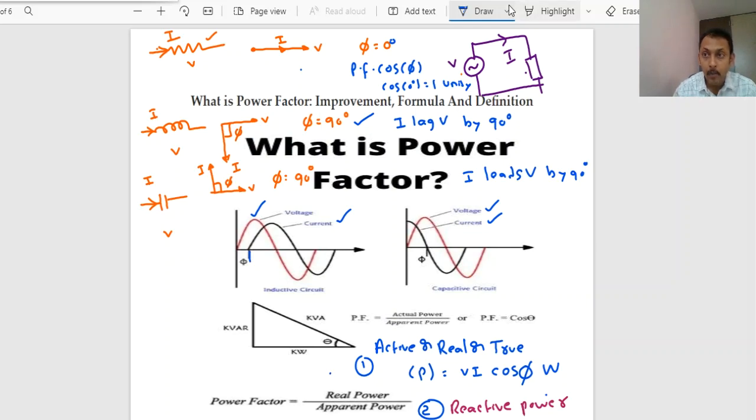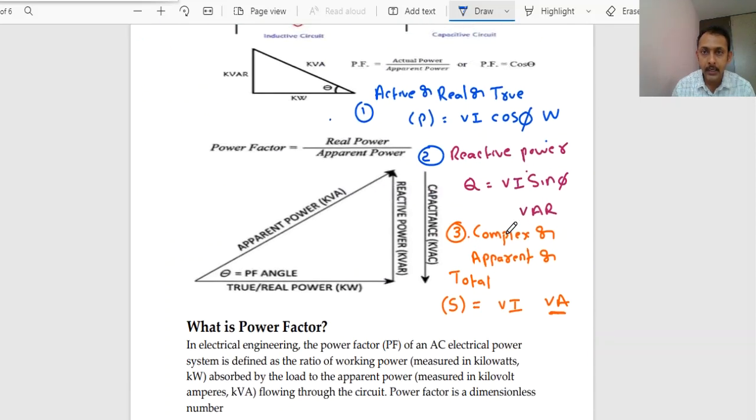Now in terms of power also, the power factor can be defined. We have defined power factor in terms of voltage and current: the cosine of the angle between the voltage and current is called the power factor. Or in another manner we can express it in terms of power. Dear students, while expressing that in terms of power, it is important to understand the different variables of power, or different names we have.